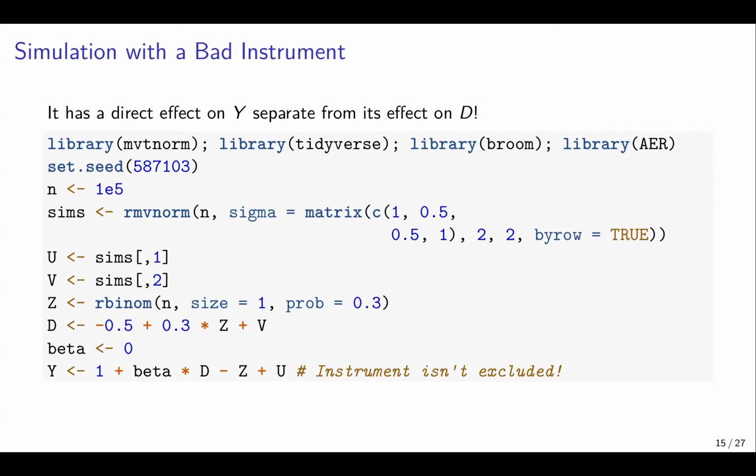But I have made D endogenous, in the usual kind of IV way. I made D dependent on U, and the way I did it was that I generated D from V, which was correlated with U. So this is a simple IV example, and I made beta 0, you could make it something else. But the key point here is the instrument is not excluded. The instrument actually has a direct causal effect on y separate from its effect on d.